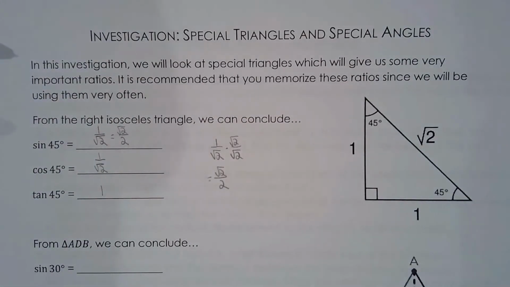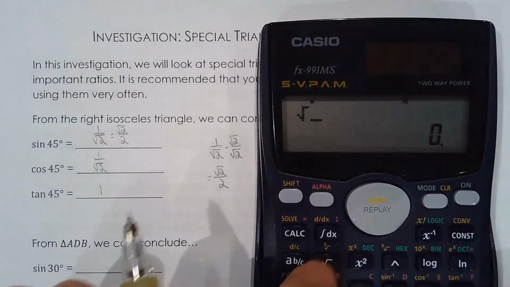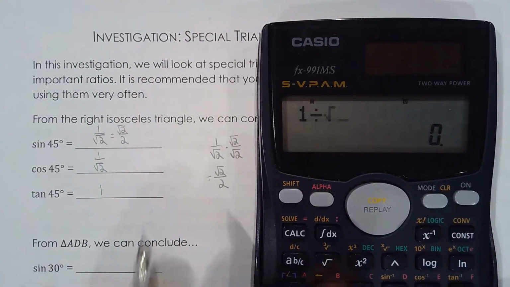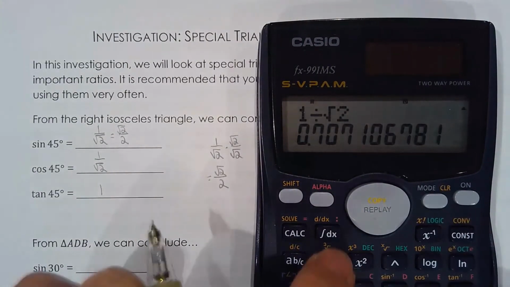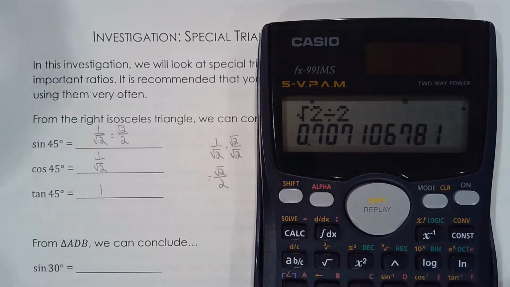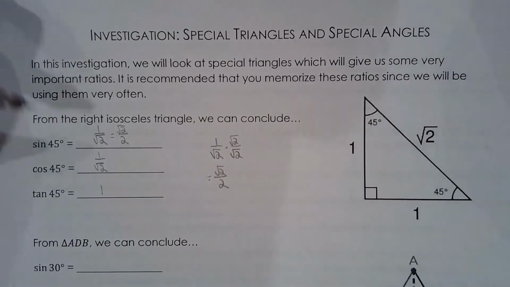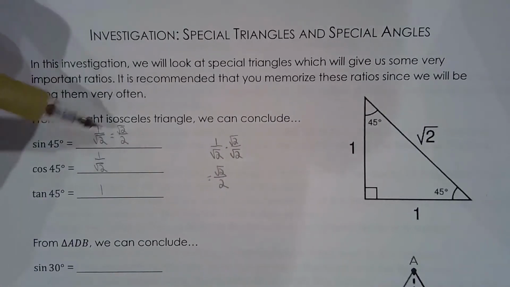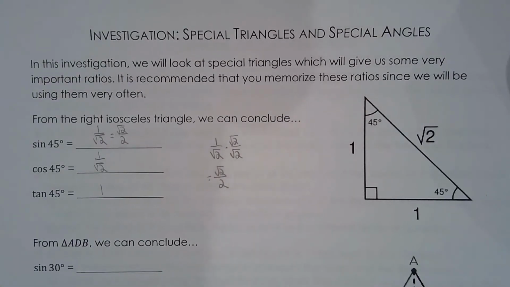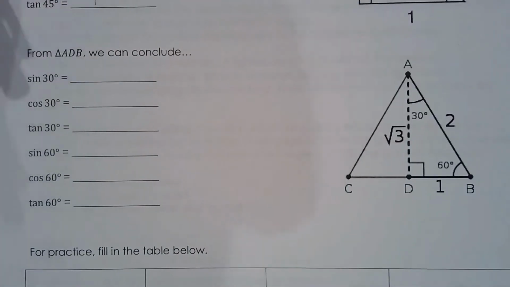Just to show ourselves, we have 1 divided by root 2 and root 2 divided by 2. Numerically, they're exactly the same. But if I didn't have a calculator and I wanted to find out the approximate value, then root 2 over 2 is a lot easier for me to approximate. All right. So that's our first special triangle, and now we're going to look at the second special triangle.